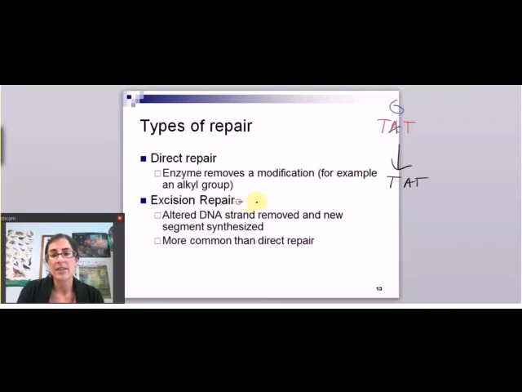Excision repair is to cut out. Excise means to cut out. So excision repair would look like this. There's my original sequence. This is mutated to a G. So the repair process would take out the G. So now I just have my T and my T. And then in a second step, it would fill back in there with the A. So it cuts out this part and then fills back in. This is the most common type of repair because it can fix anything.